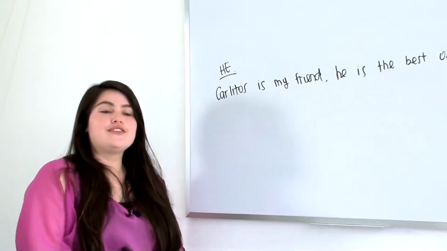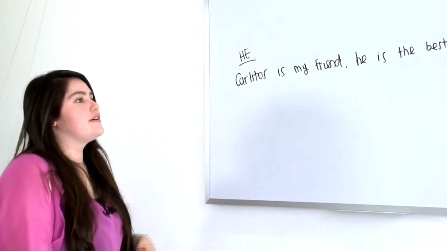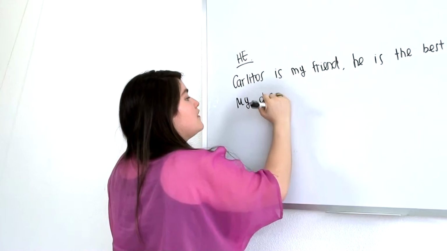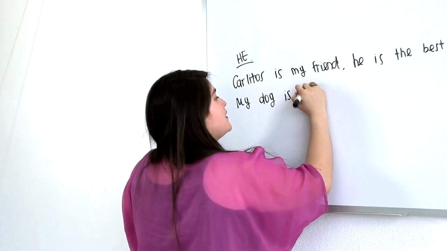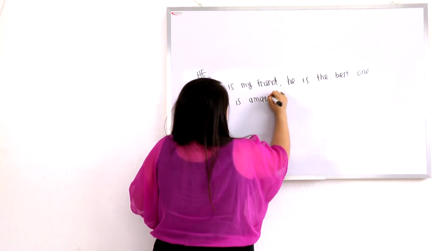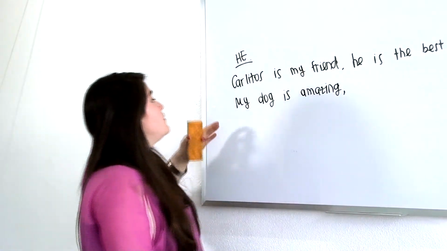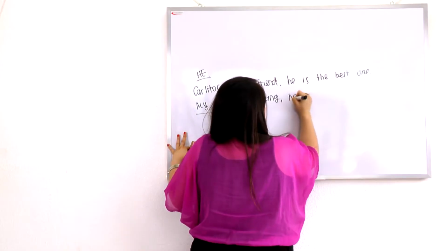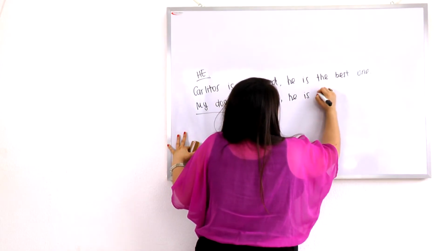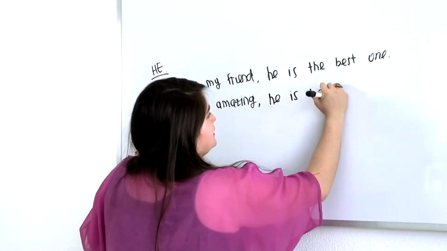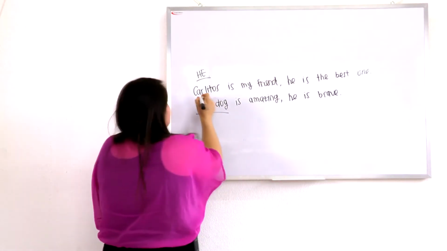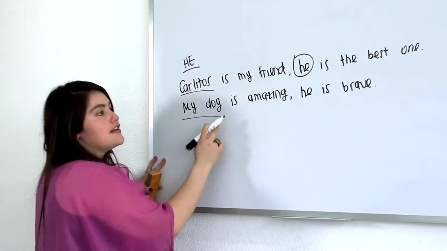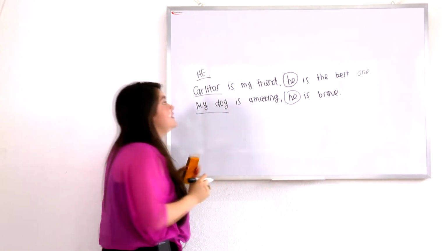Now I'm going to give you another example, for example, to talk about an animal. So my dog, it's amazing. And also, we are already talking about my dog, so we can only say he is brave, for example. And we have already talked about here Carlitos, so we use only he. Here is the same, we have already talked about my dog, so we are only using he over here.